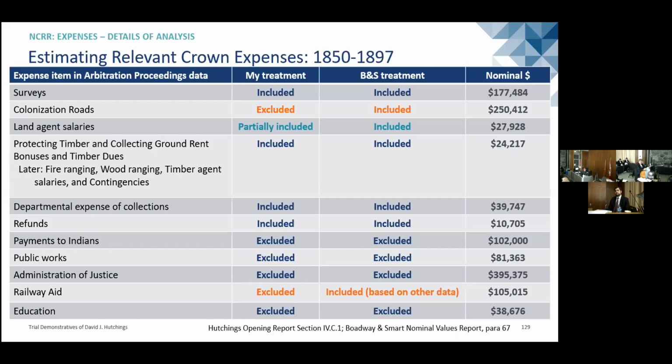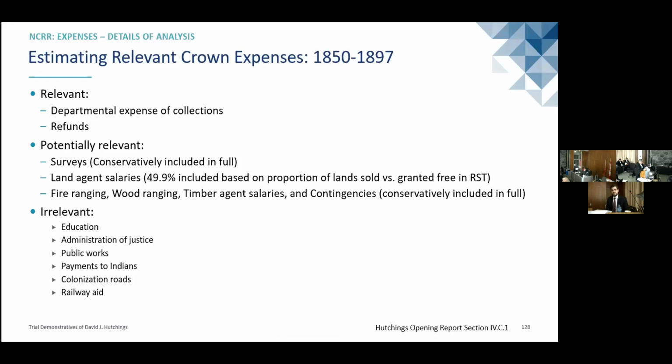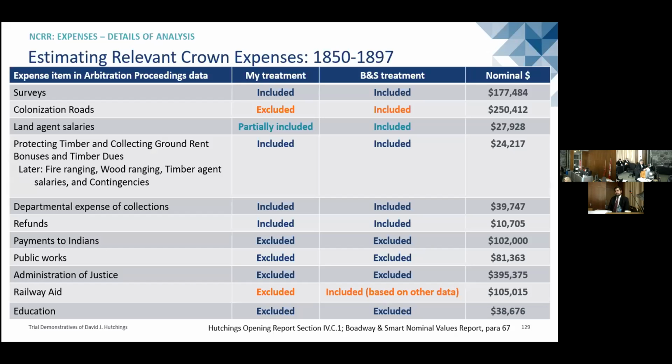Okay. Then the last item is railway aid, which I also exclude because the Crown isn't getting a direct revenue from the railways in this period. And do you have some slides on that later? I do as well. I'll get into transportation in more detail.